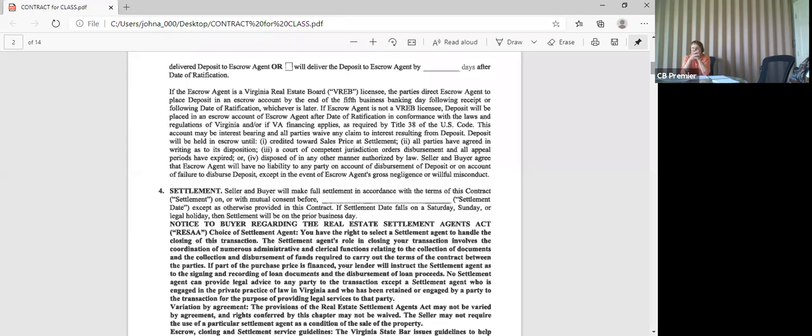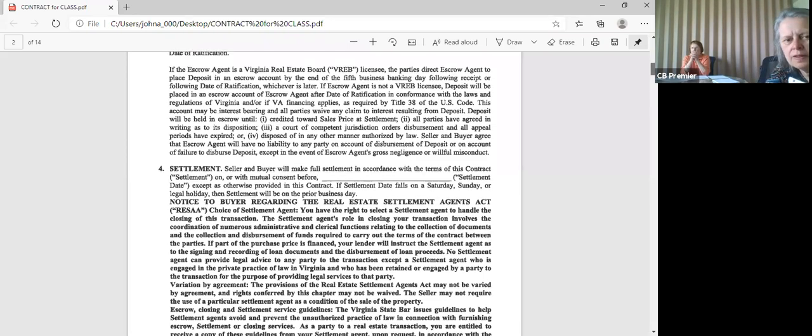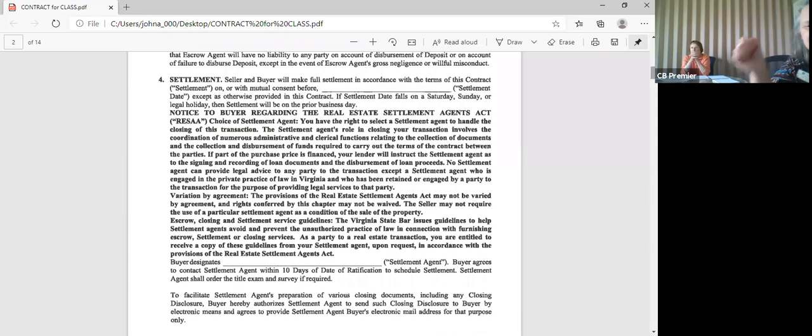Okay. Now, on settlement, it tells you about the terms of the contract. When are they going to close on this?